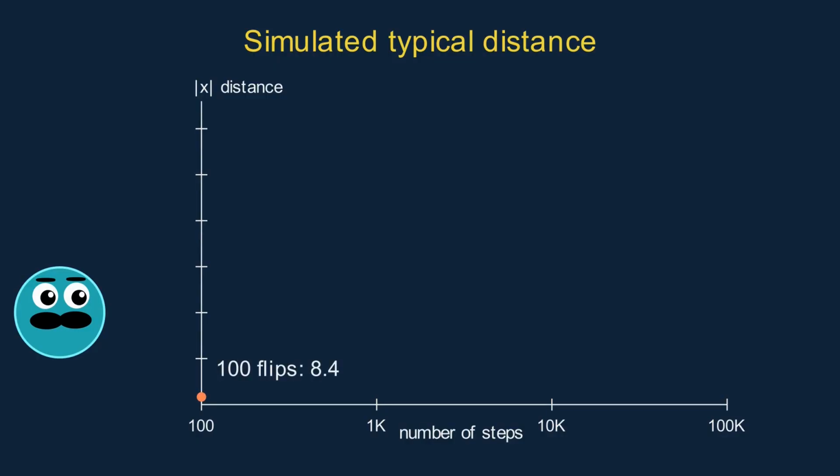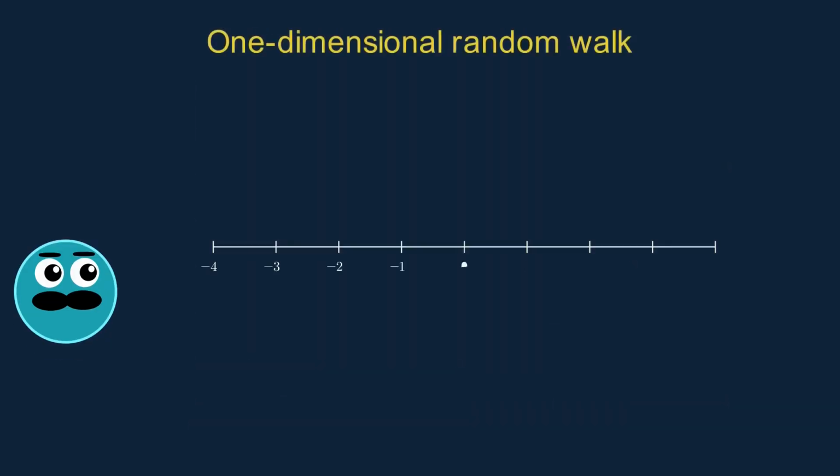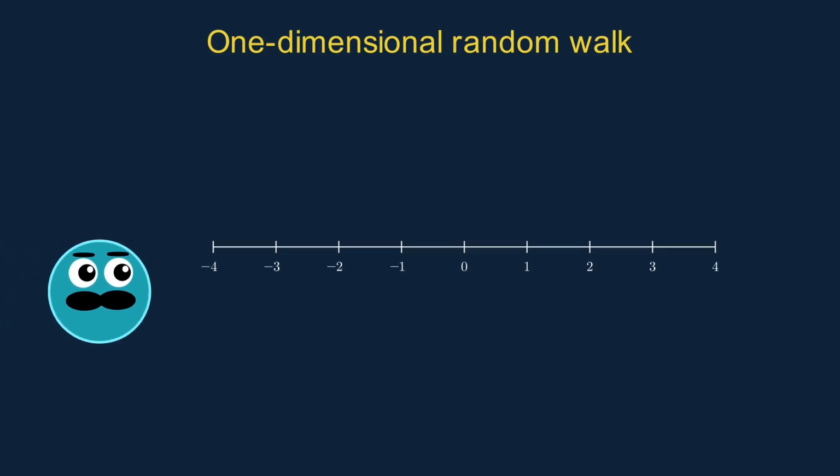Maybe we did not take enough samples, so let's increase it. Again, a similar result. Now let's increase the number of flips. 100, 1000, 10,000, 100,000. The distance grows. If we plot it, we see something very familiar. It fits nicely to a square root of n scaled by some constant. What we just made is a one-dimensional random walk. At each step, we randomly move 1 unit to the left or 1 unit to the right.